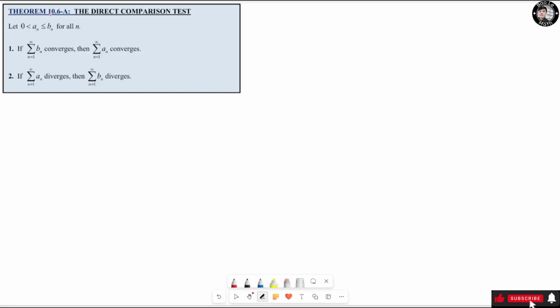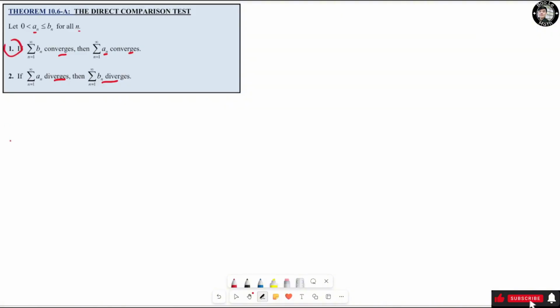Now theorem 10.6a, the direct comparison test. Let the series an, 0 less than or equal to an less than or equal to bn for all n. Number 1: if the series bn converges, then the series an converges. Number 2: if the series an diverges, then the series bn diverges. Alright, now we're going to prove number 1 first.